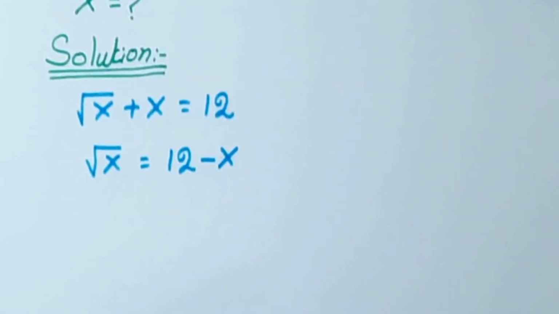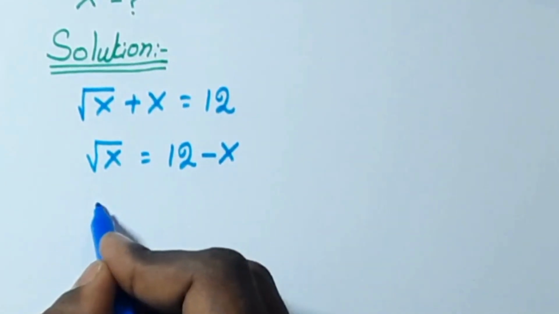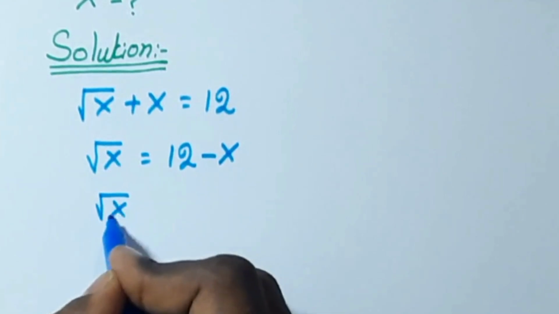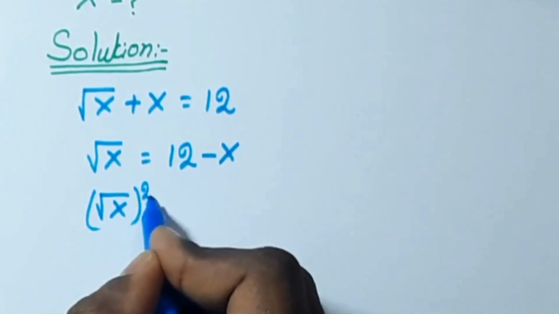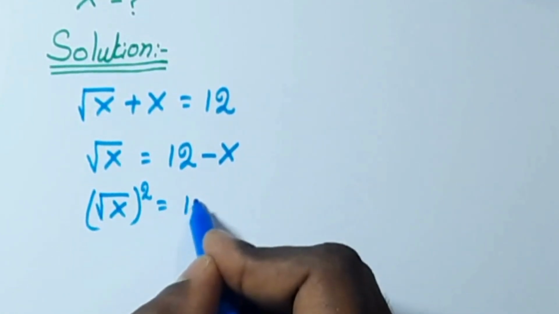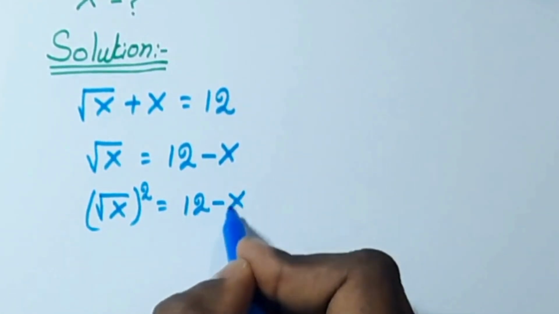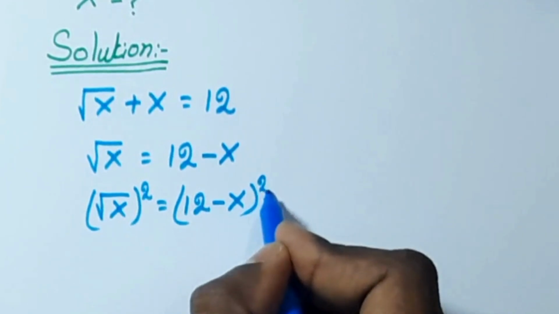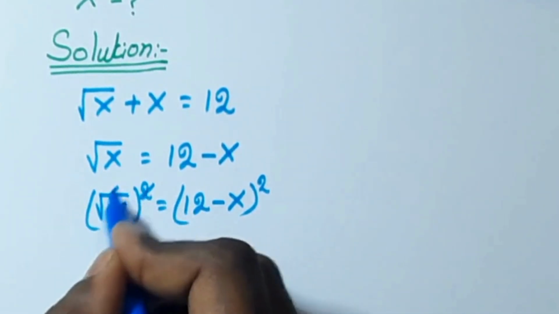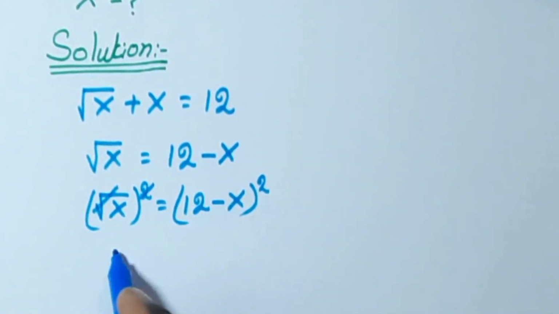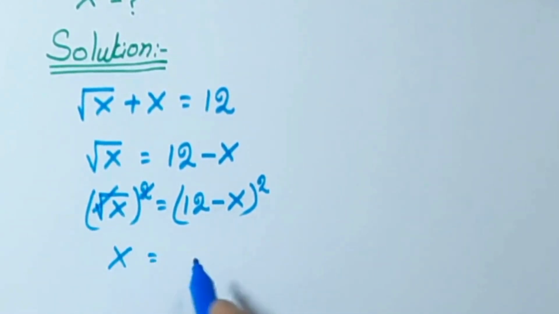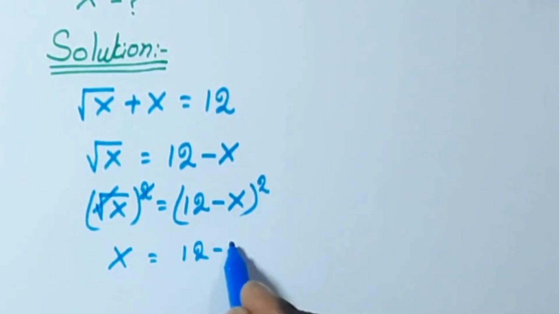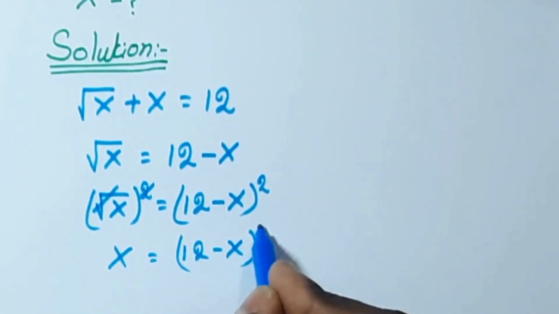Now we are going to take square on both sides. So square root of x, square, equal to 12 minus x, whole square. Now this square and square root will cancel each other. We have x equal to 12 minus x, whole square.